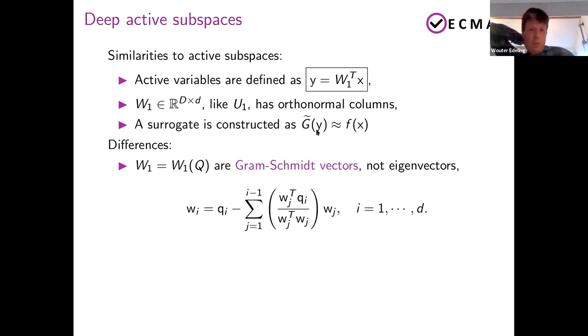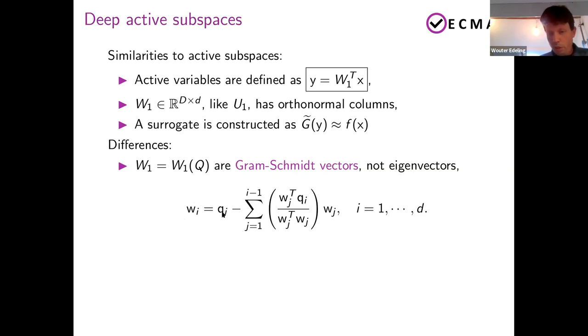Now it is different because W1 is no longer the set of D dominant eigenvectors. In this case, it's parameterized by the Gram-Schmidt process. I'm guessing most, if not all of you, are familiar. But let's say you have a set of vectors Q. They're independent, but they're not orthogonal to each other. Then you can apply Gram-Schmidt in order to get these W's, which are orthogonal.